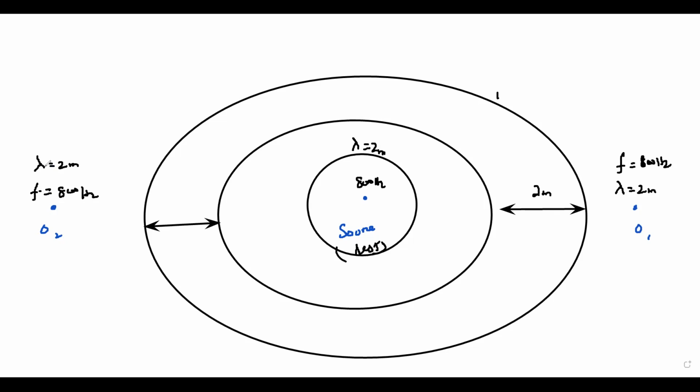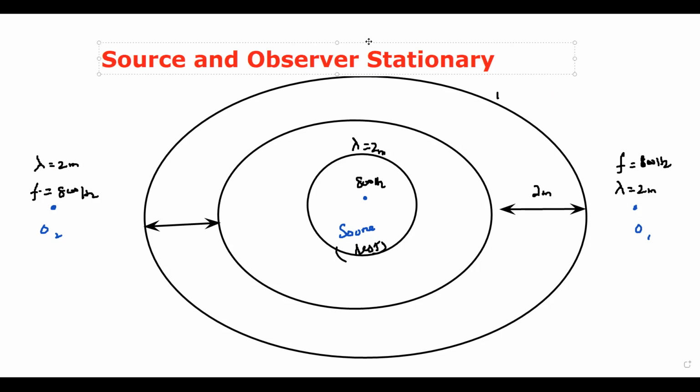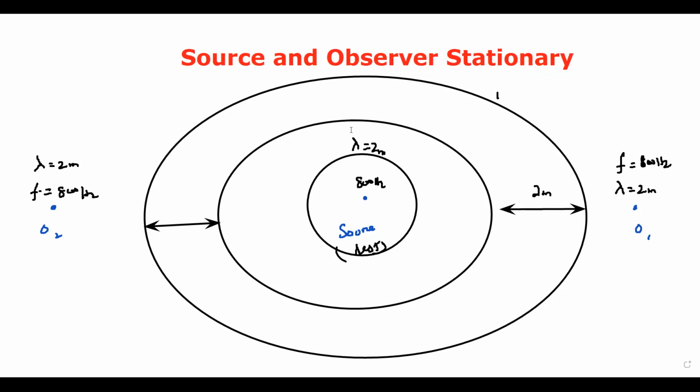But what is a Doppler effect? The Doppler effect is a relative change in frequency and wavelength due to the motion of a source or observer. In this example, the source and observer are both stationary, so there is no change in the frequency and wavelength.